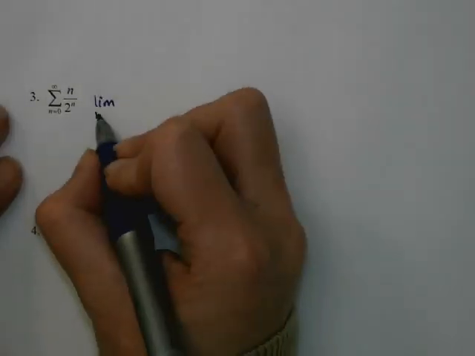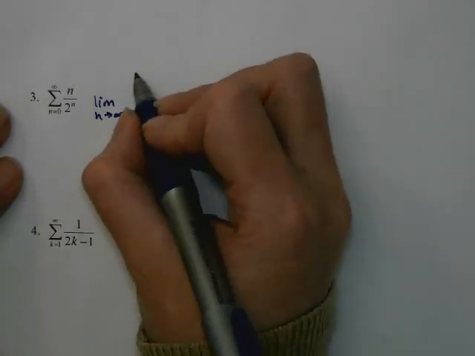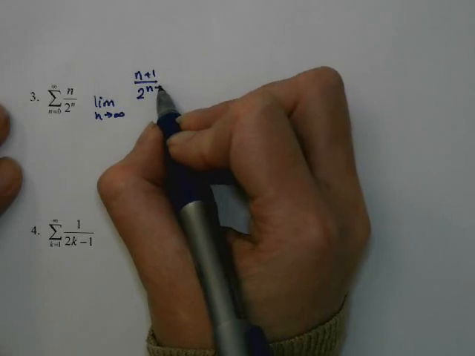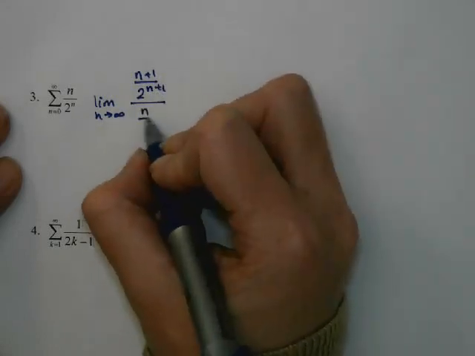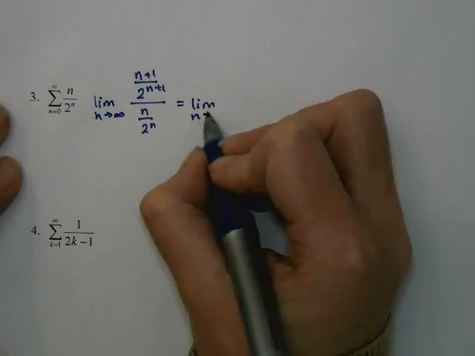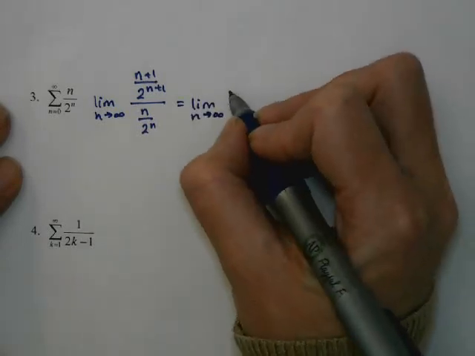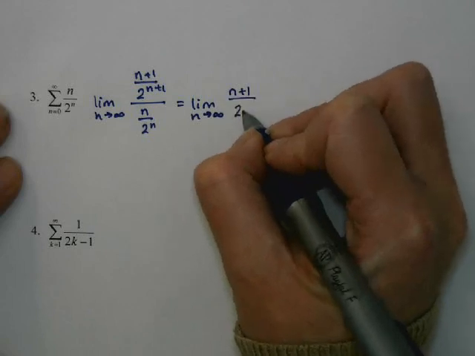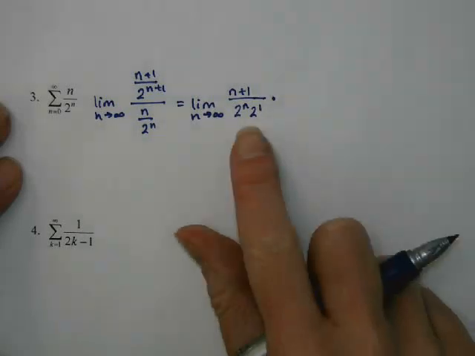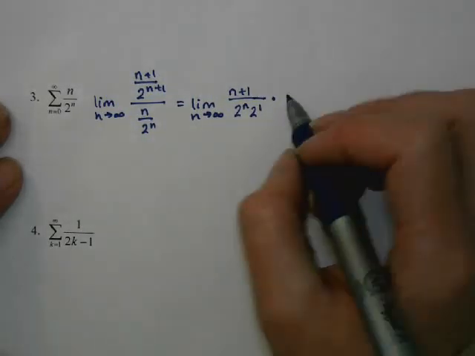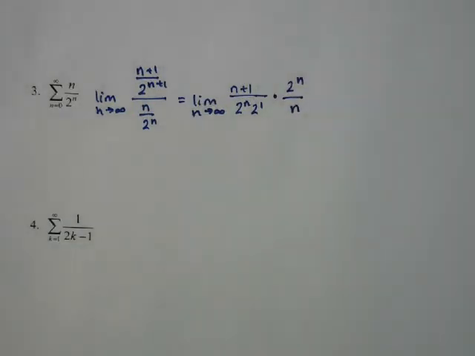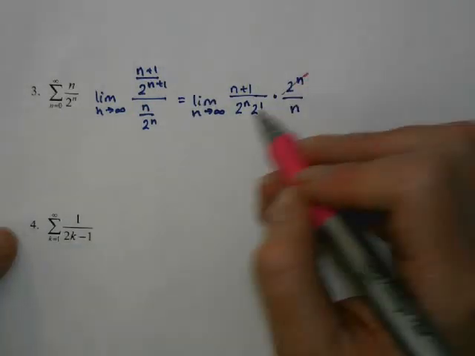Do another one. So we're going to have n plus 1 over 2 to the n plus 1 over n over 2 to the n. Okay, again, anytime I've got that exponent, I'm going to rewrite it like that. So we can get rid of the 2 to the n's.